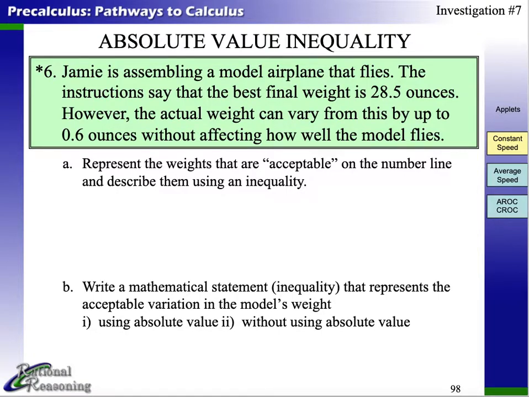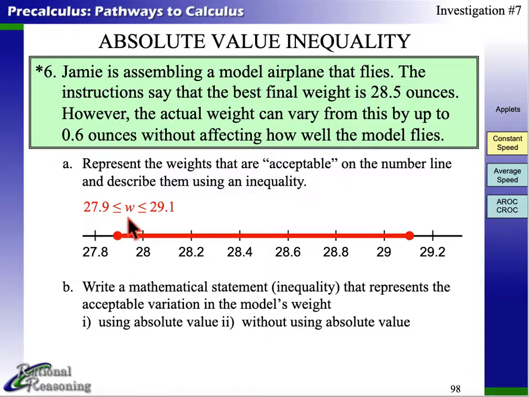Okay, let's see, we're almost getting to here. So we've got Jamie doing a model airplane. Instructions say the best final weight is 28.5 ounces. However, as with everything, we can be higher or lower by 0.6 without affecting how it flies. So how do we represent this? Probably an absolute value at some point, but we could also think, okay, 0.6, we add and subtract it. That gives us our boundaries. The plane can weigh anywhere from 27.9 up to 29.1 and still be acceptable.